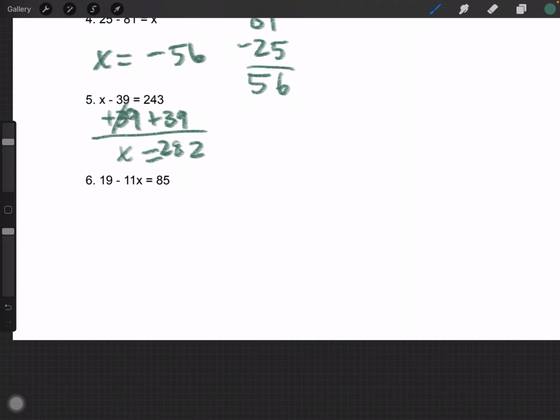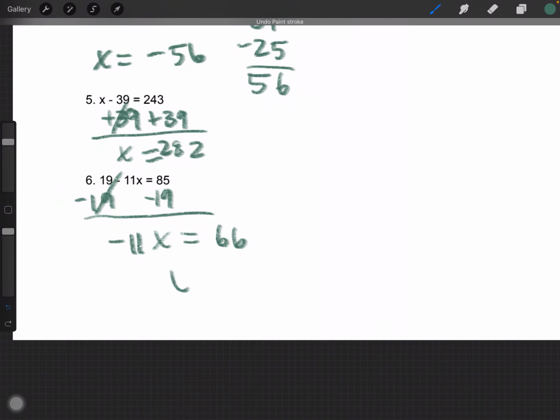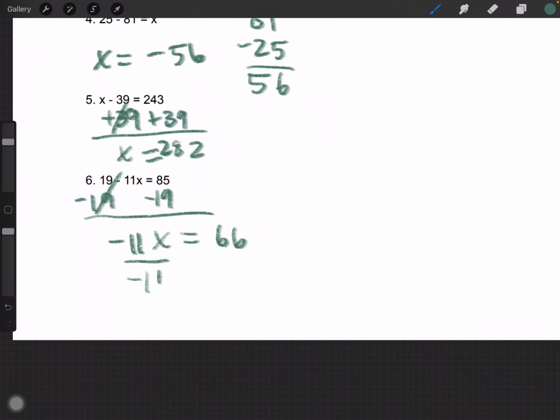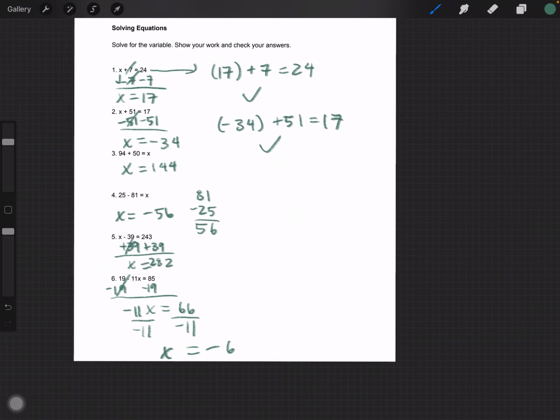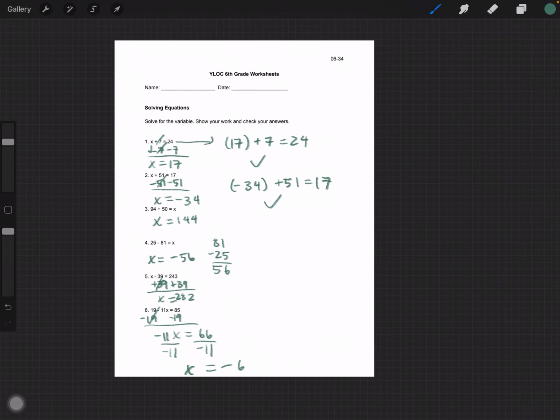And this one is a little more difficult. We want to minus the 19 on both sides. Cancel this out. Negative 11x is equal to, let's see, 5. Now x is equal to, oh, my bad. We want to divide both sides by negative 11 because the x is being multiplied by negative 11. We want to do the inverse operation. And now x is equal to negative 6. Plug that back in and you will find that that is true as well.